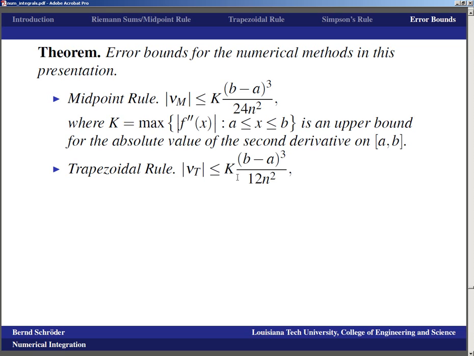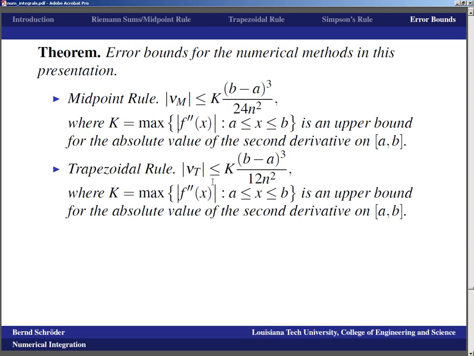the trapezoidal rule, the numerical error encountered when we do an approximation with the trapezoidal rule is bounded by K times the length of the interval cubed divided by 12n squared. Again, that makes sense. If you have a long interval, your error is going to be larger than if you have a short interval. Your estimate is going to be more accurate if you use more subintervals. The K is actually the same K as up here, so it's the maximum of the absolute values of the second derivative. So it's an upper bound for the absolute value of the second derivative on [a, b]. That's what we're going to discuss. It seems to make sense.